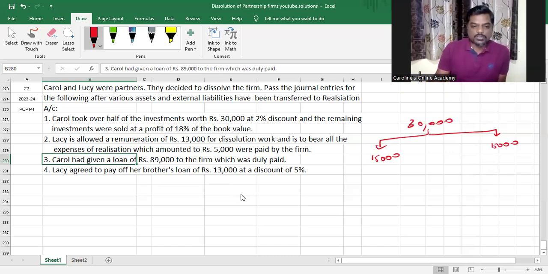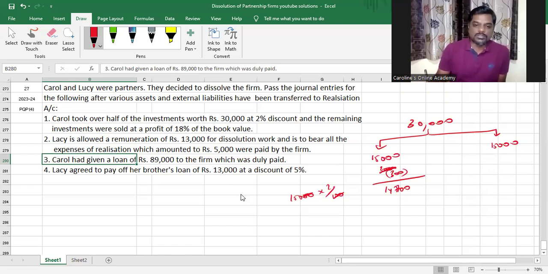Now, this 15,000 investment was taken over by Carol at 2% discount. So, 2% of 15,000 is what, my dear children? 15,000 into 2 by 100. So, this goes 300. Am I right? So, she has taken it over for 14,700.